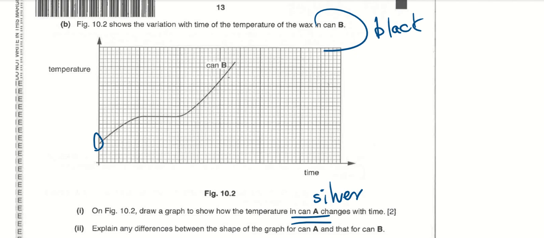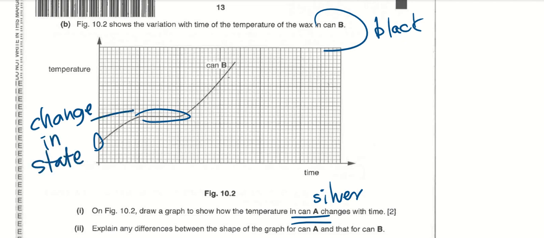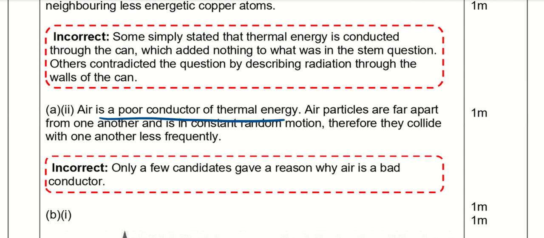Okay? Then, what do you think is happening here? What do you think is happening here? Change of state, right? Because the temperature did not change. Whenever temperature remains constant, there must be a change of state. Whenever temperature increases, there's no change in state. They cannot be together. So over here, it is a change in state. Will can A also, the wax in can A, will it also experience a change in state? It must. So let's look at the answer.